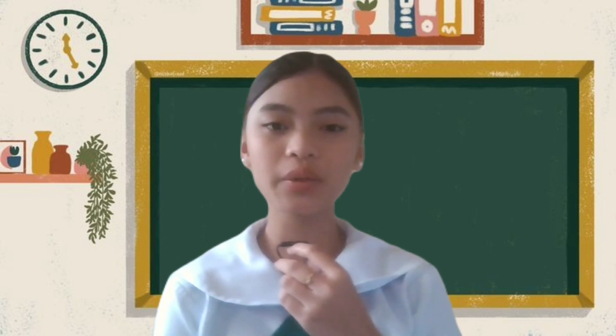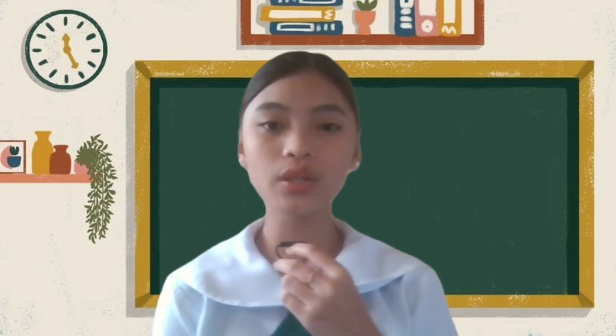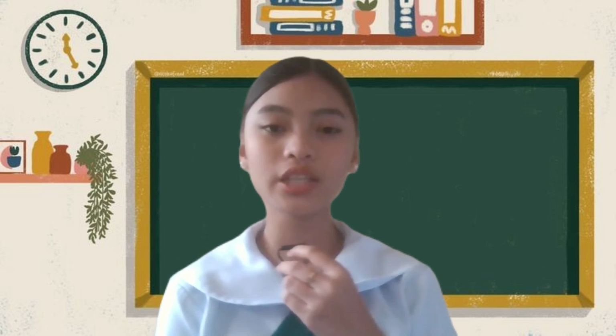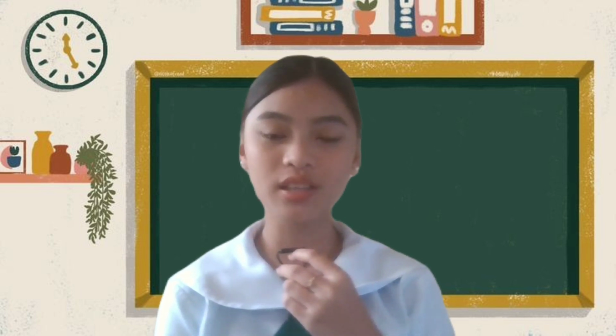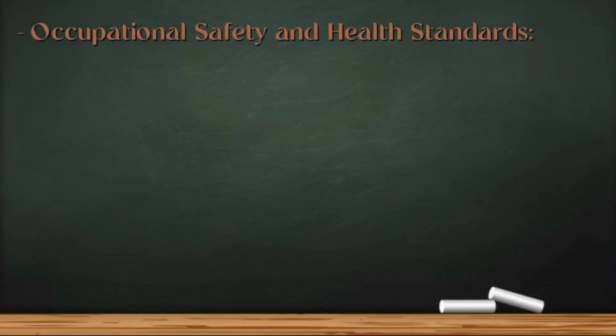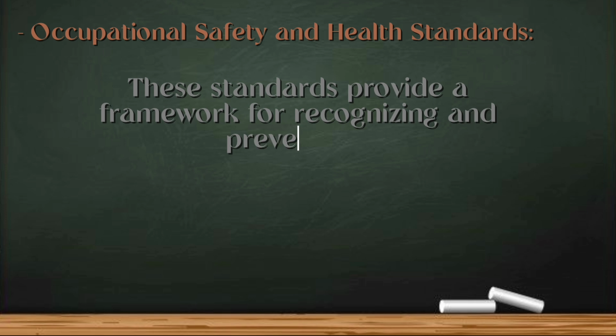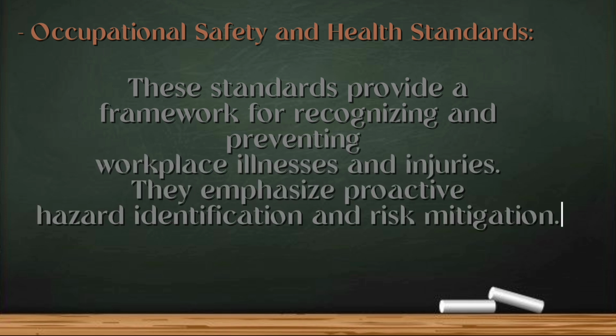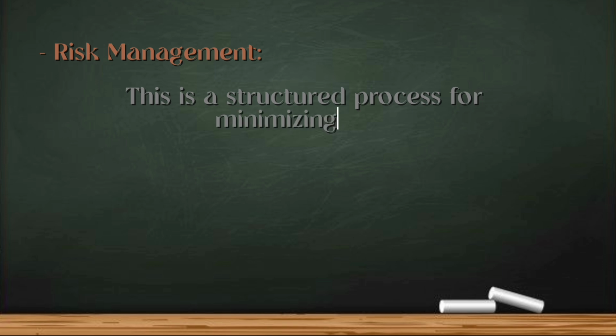So today we will examine the vital role of occupational safety and health standards in risk management in creating a safe and productive salon environment. Occupational safety and health standards are standards that provide a framework for recognizing and preventing workplace illnesses and injuries. They emphasize proactive hazard identification and risk mitigation. And risk management is a structured process for minimizing risk.